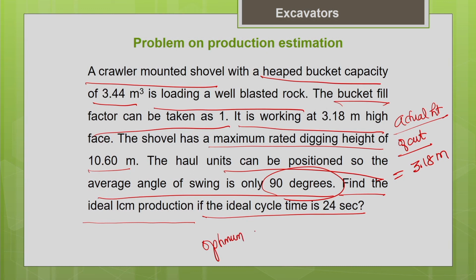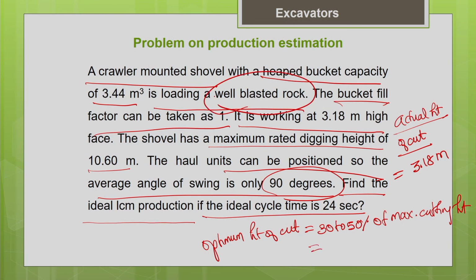Optimum height of cut, as I told you earlier, is going to be 30 to 50% of the maximum cutting height possible for this machine. In this case it is handling well blasted rock. Since it is handling rock, which is a harder material to deal with, let us go for 50%.